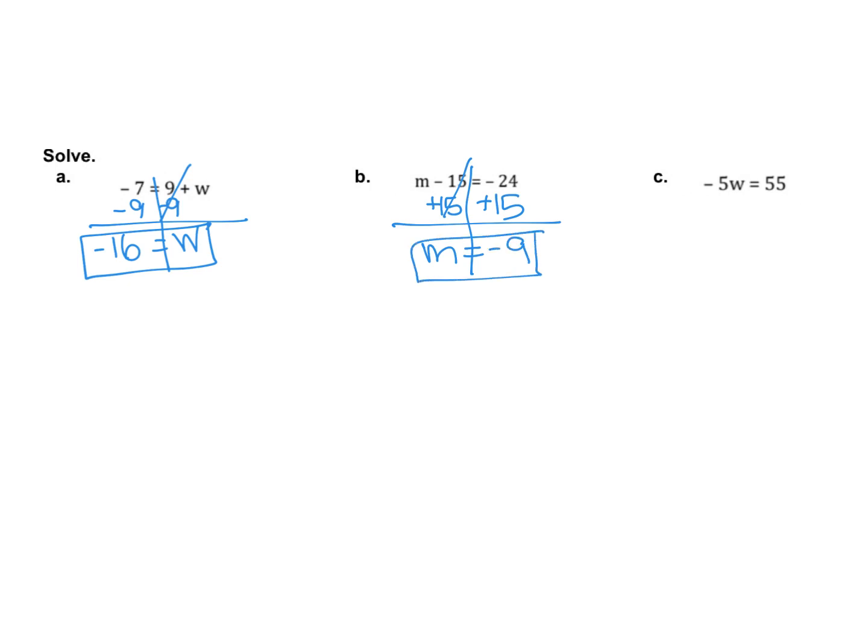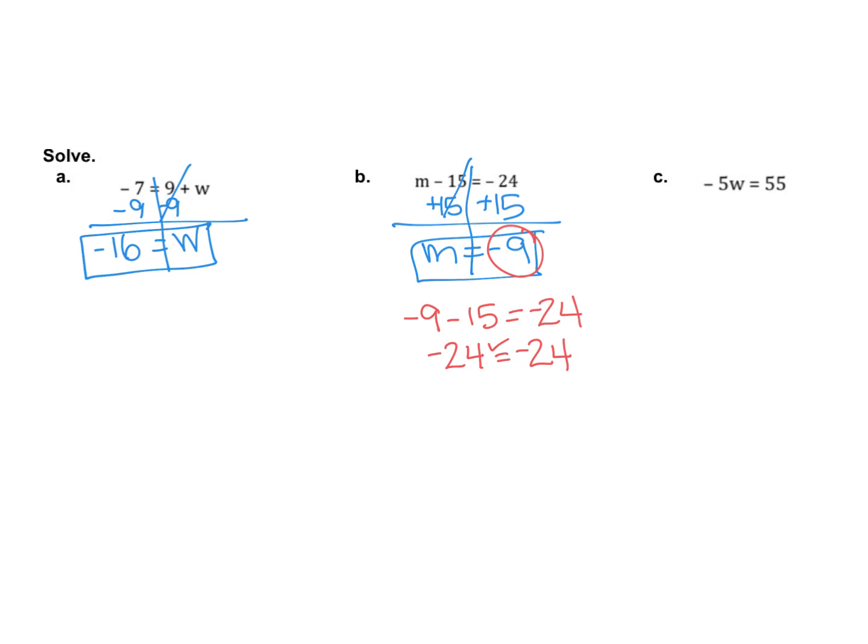Now, what we can be doing is we could be now putting these numbers back in and checking our work. So what I'm saying is m is equal to negative 9. So if I plug that in for m, I have negative 9 minus 15. Is that equal to negative 24? So negative 9 minus 15 is negative 24. We won't be checking all of these, but it's important for you to know how to do that. All right, so let's take a look at the next one.